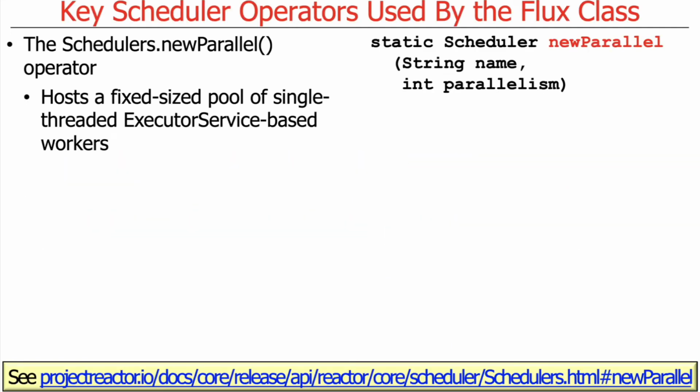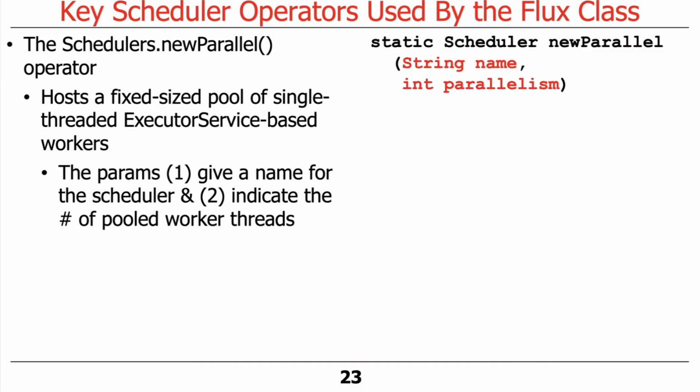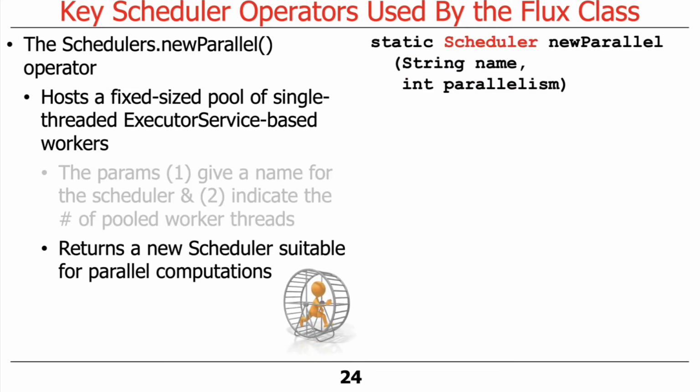So let's briefly talk about the newParallel operator. This hosts a fixed-sized pool of single-threaded executor service-based workers. So it's a pool of threads. And you can give it a name like publisher or subscriber. That's just the name it's going to be known for, and that's the name used when you print out the thread name. You can also indicate how many threads you want pooled in the fixed-sized pool. And it returns a new scheduler that's suitable for parallel computations.